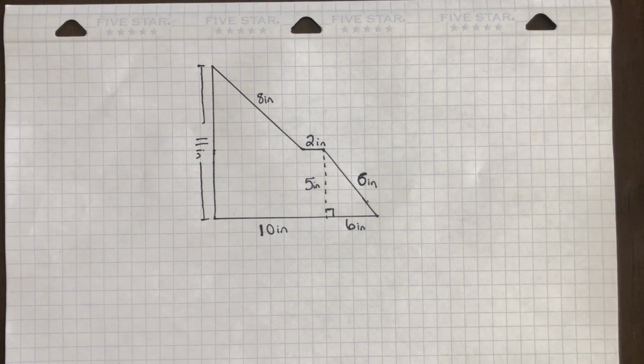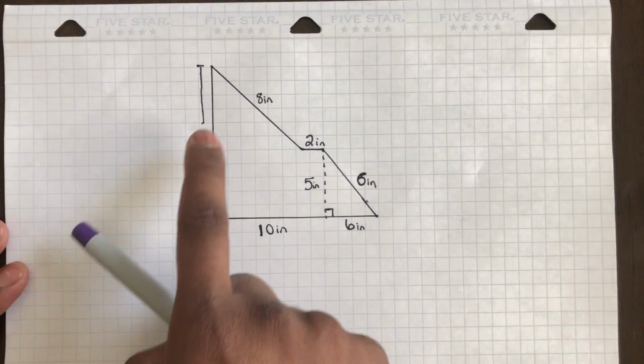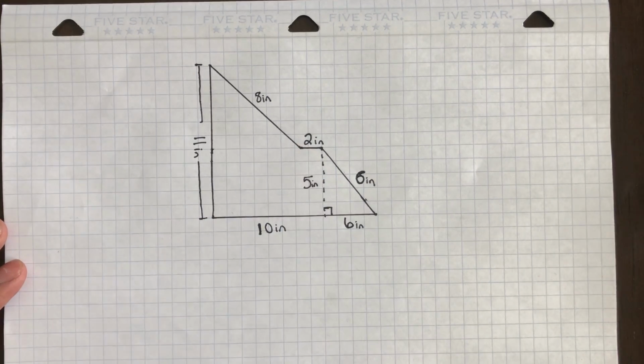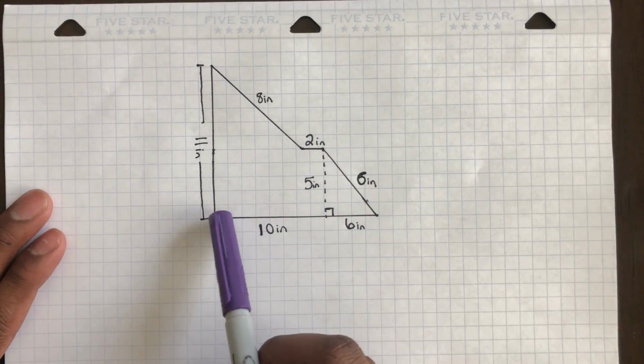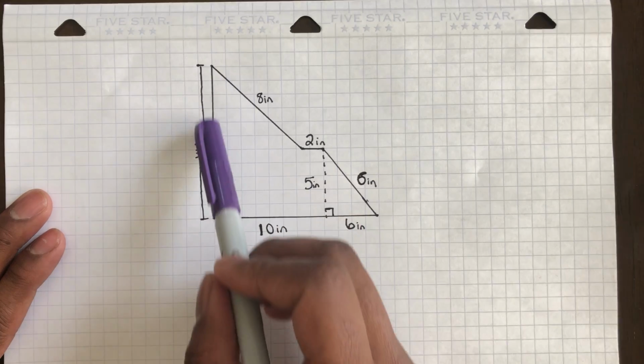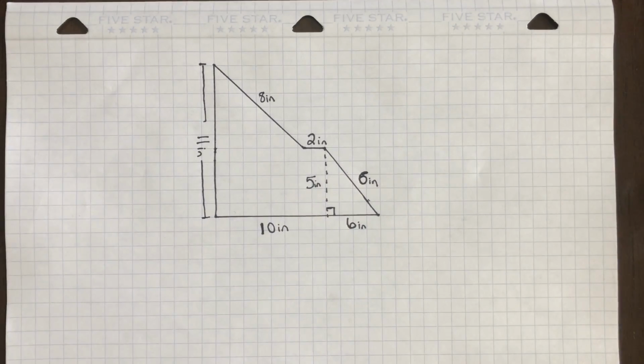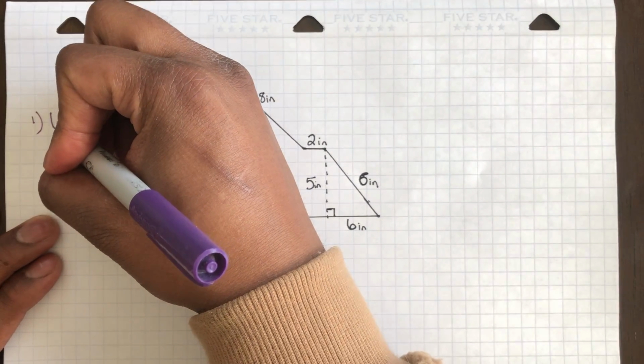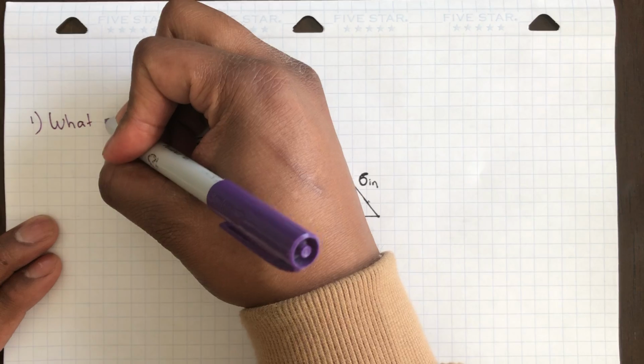All right, guys, so this area here, I'm going to show you how to find the area of a compound shape. Remember, a compound shape is just a shape that can be decomposed. Doing this work, the first thing is, what shapes do I see?